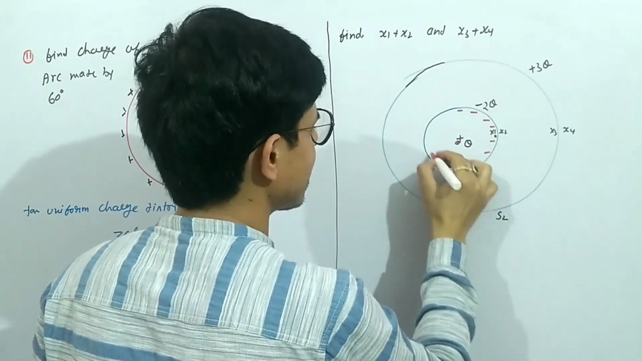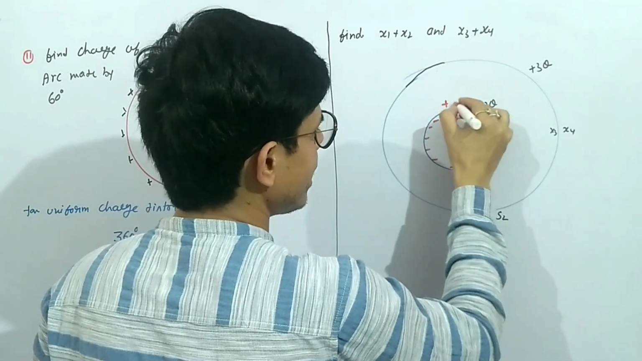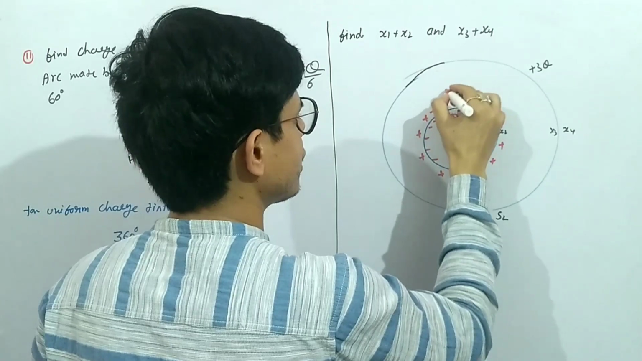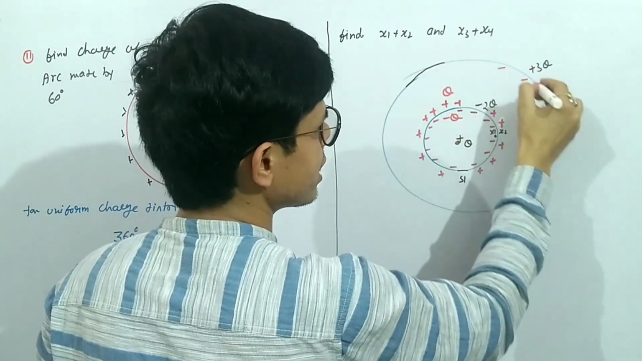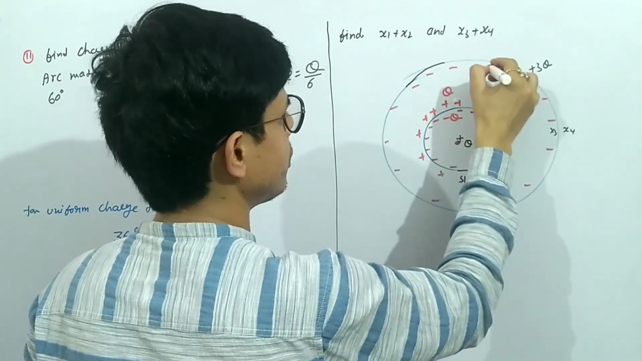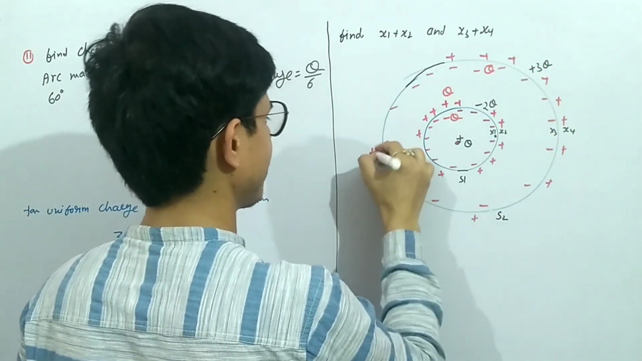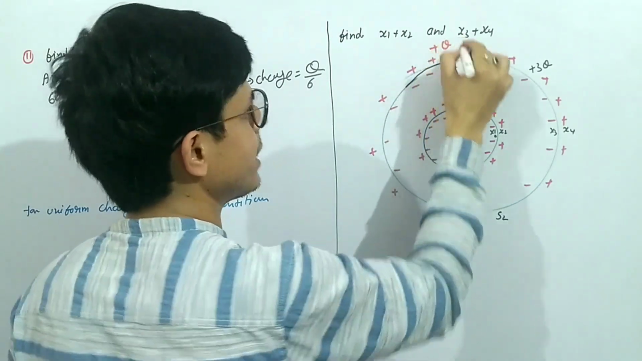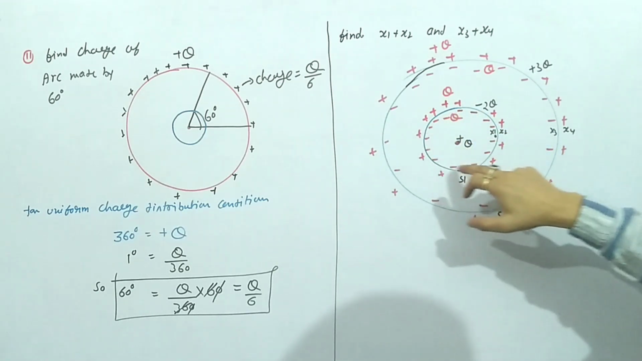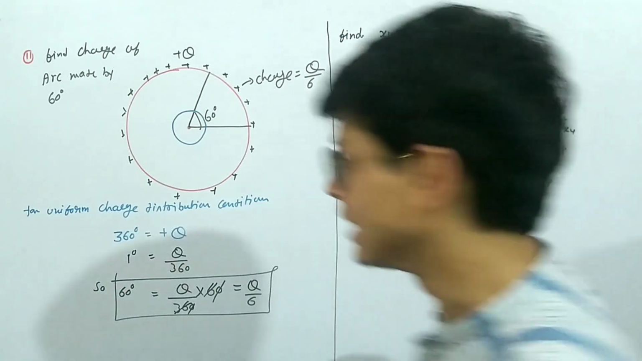To make it 0, by induction, how much charge will come on the inner plate? The charge on the inner plate is minus q. Due to induction, how much will come on the outer plate? Plus q. Due to this plus q, how much will come on the inner surface? Minus q. Due to this minus q, how much on the outer surface? Plus q. Yes or no? The plus q charge was kept at the origin; inside it, minus came, then outside plus, then minus, then plus, because of induction.